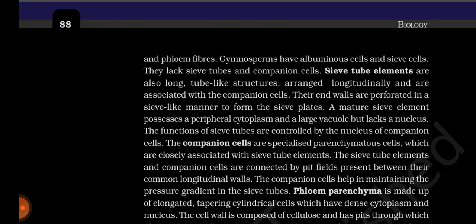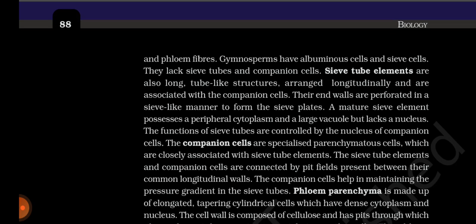Gymnosperms have albuminous cells and sieve cells. They lack sieve tubes and companion cells. Sieve tube elements are long tube-like structures arranged longitudinally and are associated with companion cells. Their end walls are perforated in a sieve-like manner to form sieve plates. A mature sieve element possesses a peripheral cytoplasm and a large vacuole but lacks a nucleus.